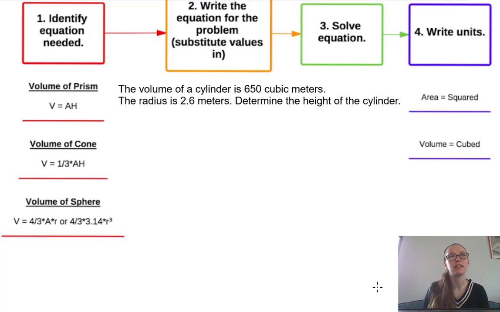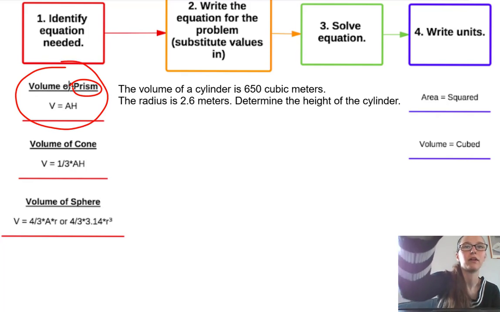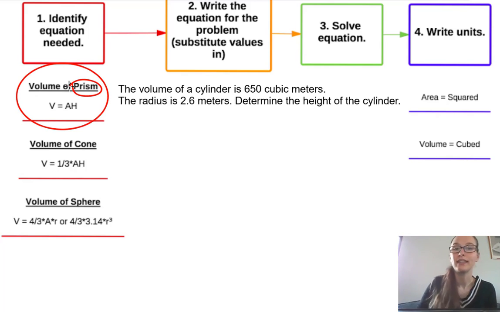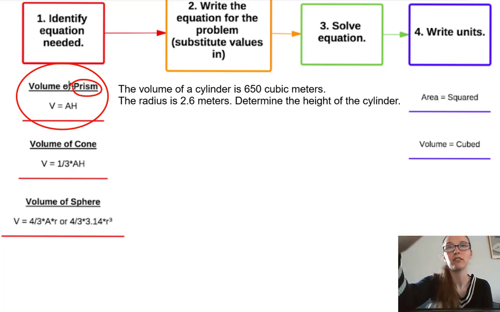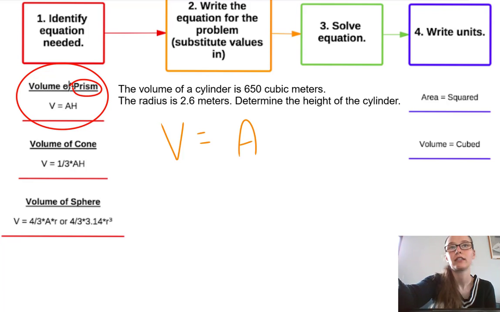So first step is identify equation needed. Do I have the volume of a prism, volume of a cone, and volume of a sphere? Well, cylinders are prisms because they have two parallel bases, which are circles. So we need the volume of a prism. The second step is to write the equation. So volume equals area times height.